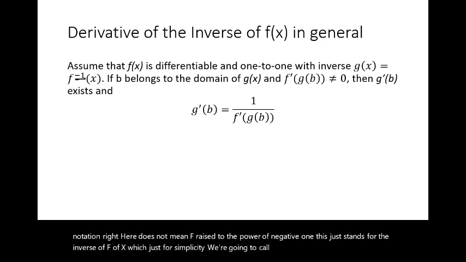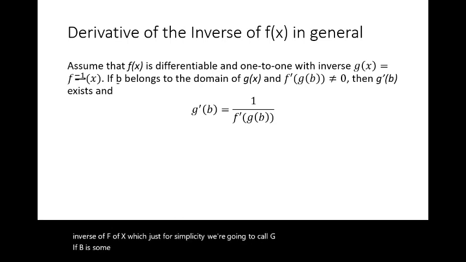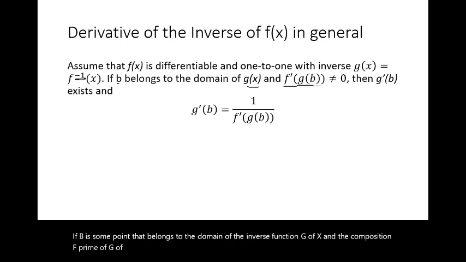If b is some point that belongs to the domain of the inverse function g of x, and the composition f prime of g of b does not equal 0, then the derivative of the inverse function evaluated at b is going to equal 1 over f prime composed with g of b.